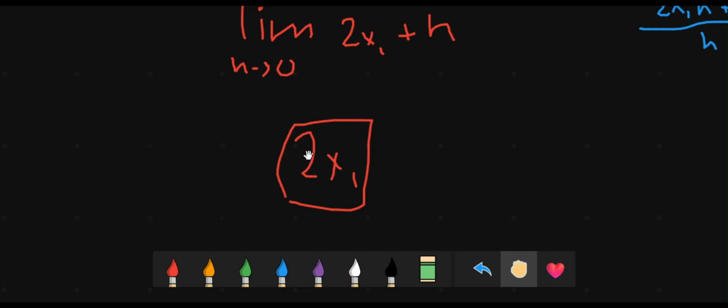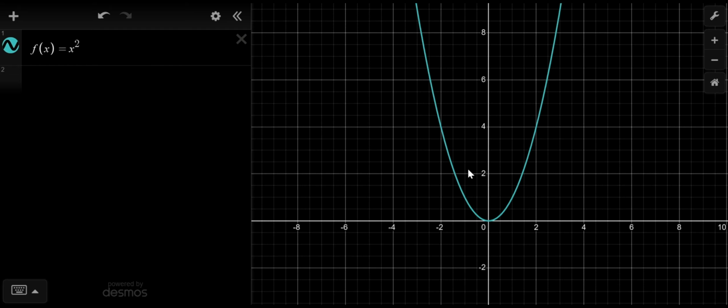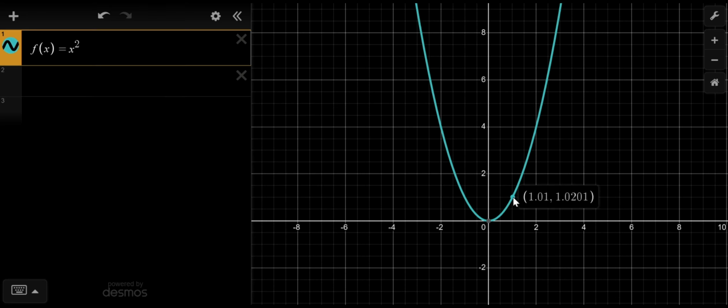Now that makes no sense. I'll go back to the graph and show you what I really mean. Alright, so we're back in f of x equals x squared. Now we're just trying to see, is a slope equation of just 2 times the x value really accurate? Well, let's try and see it.